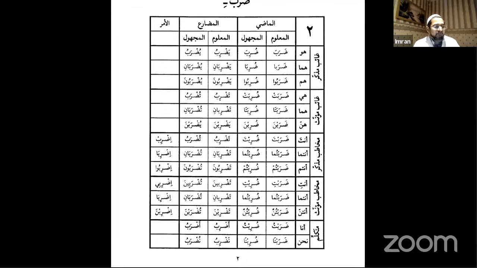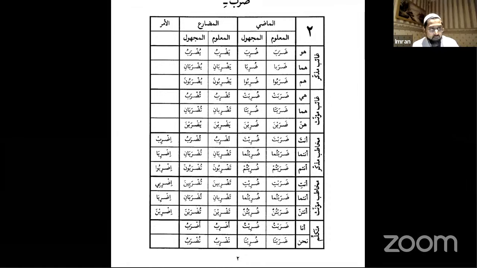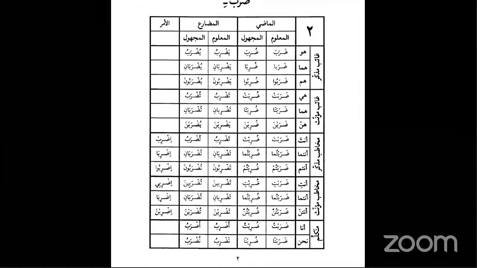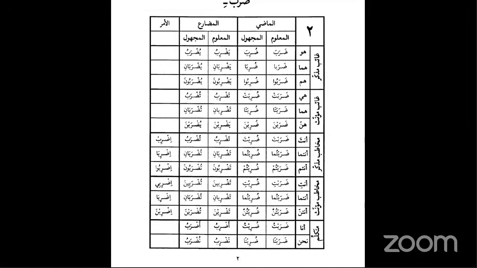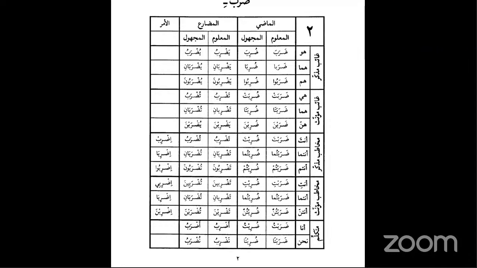Okay, let's use this example: daraba Aliyun Zaidan. Tell me what's happening here. So we have daraba is the verb. Correct. And then Ali is the fa'il. Correct. And then Zaidan is the object, the maf'ul. Correct. And in dhuriba Zaidun, so daraba, is it ma'lum or majhul verb? Majhul. No, daraba. Oh, it's ma'lum. Excellent.